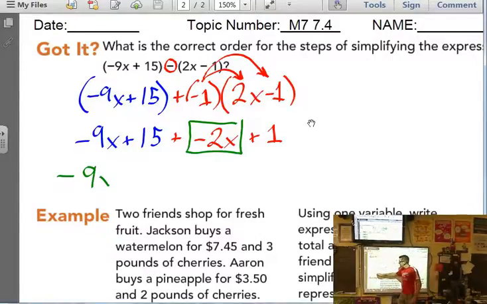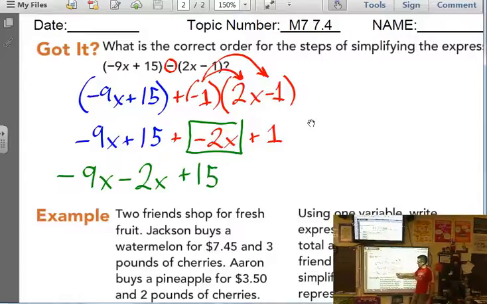Now it becomes negative 9x, is it plus negative 2x? But we don't need to say plus negative. Minus 2. We can just say minus 2x. Then I can have my plus 15, and then my plus 1, because the sign in front of every term is still in front of that term. This minus is still in front of that, which could have been a minus or a negative. When we had the parentheses, it was a negative. When we took the parenthesis away, it becomes a minus, and this plus sign was really unnecessary.